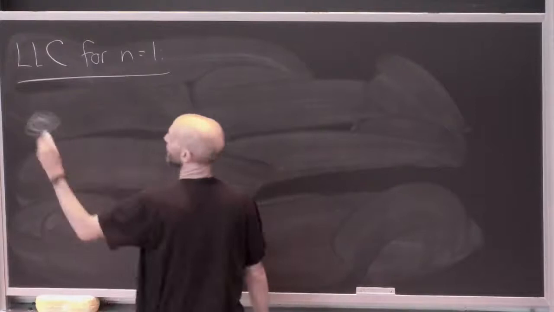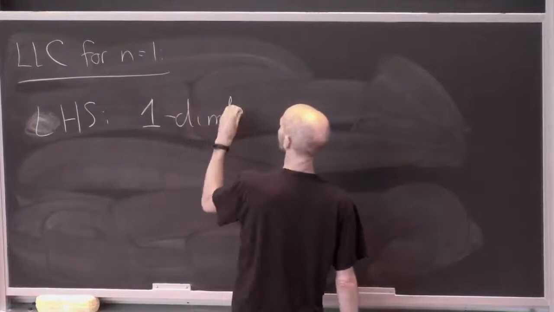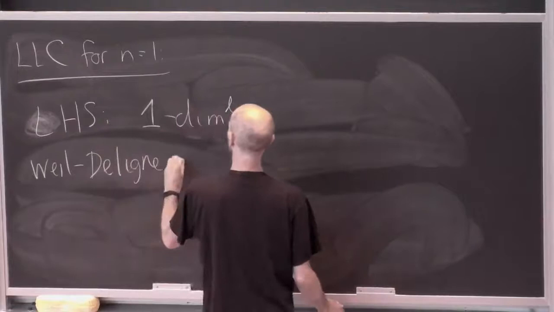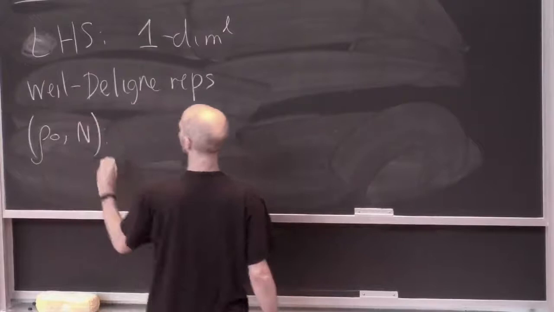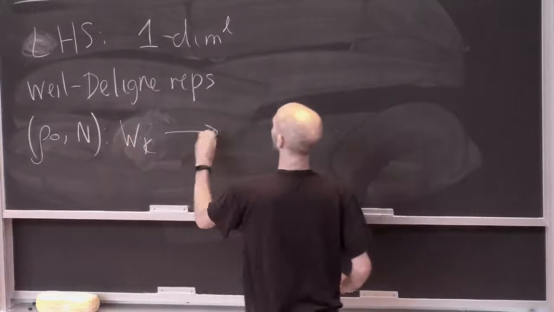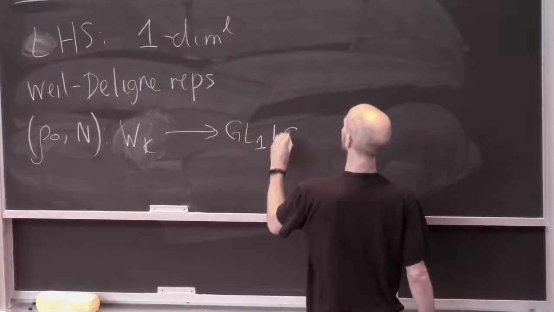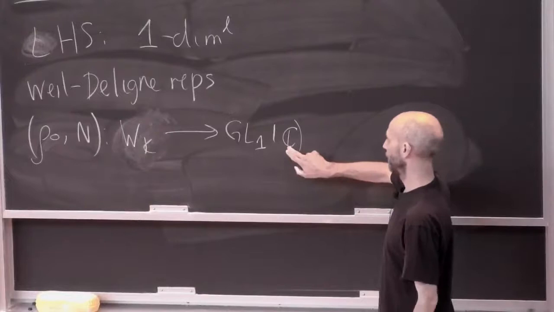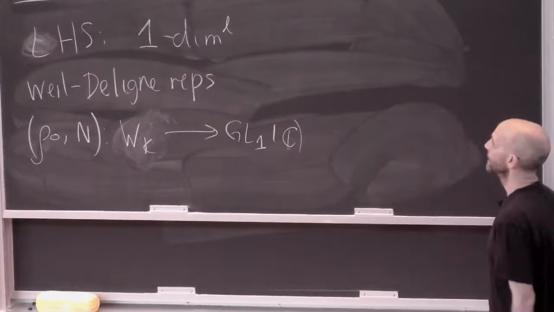Local Langlands conjectures for n equals 1. Let's try and firstly understand the left-hand side. The left-hand side, we're looking at one-dimensional Weil-Deligne representations. Right? Got rho 0, comma N, from the Weil group, from WK to, where are we going? To GL1 of C. And remember, C doesn't have the usual topology. C has the discrete topology. So the identity is open. The kernel of this map will be open. But I don't even need that. I just need that the kernel is closed.